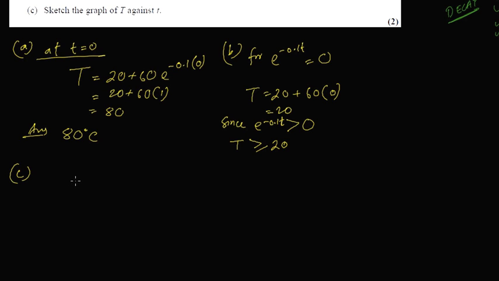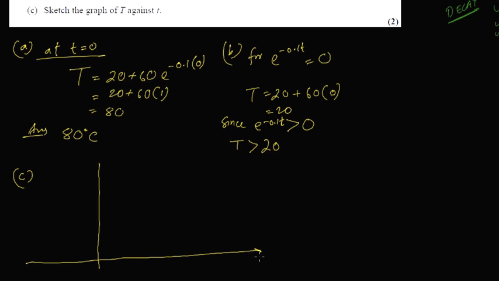So it will be greater than 20. Always be greater than 20. So question number C is the sketch. Now one thing about the sketch is that the first thing is the labeling. This is the temperature, this is the time t, and this is the temperature T, and this is the origin.